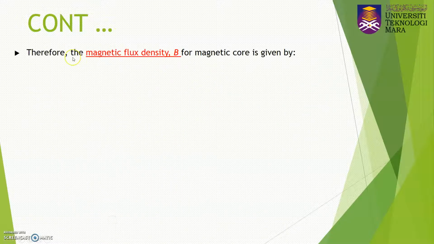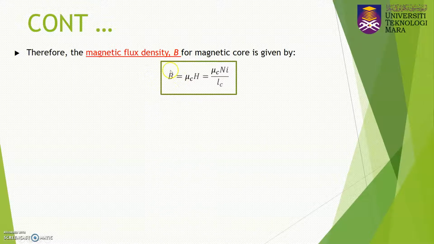Therefore, the magnetic flux density B for the magnetic core is given by B equal to mu C multiplied by H. You also know that H, the magnetic field intensity, is equal to the magnetomotive force divided by LC, so you can integrate into this equation. So B will be equal to mu C multiplied by N, your turns, multiplied by I, your current, divided by LC.